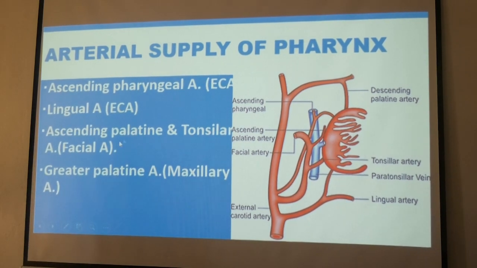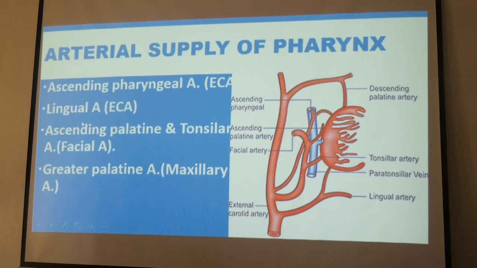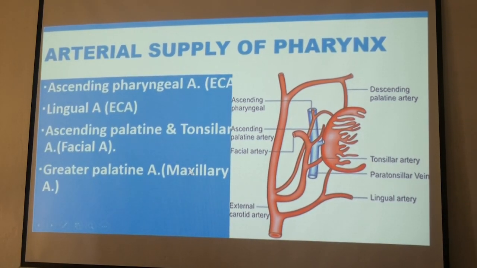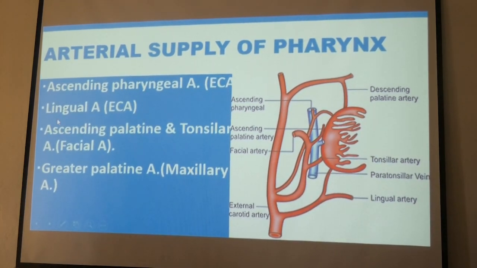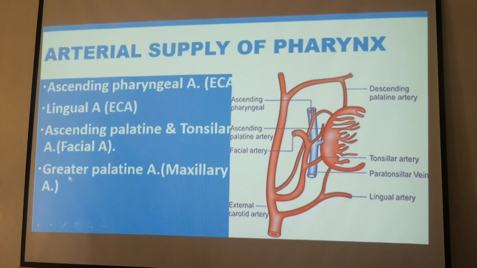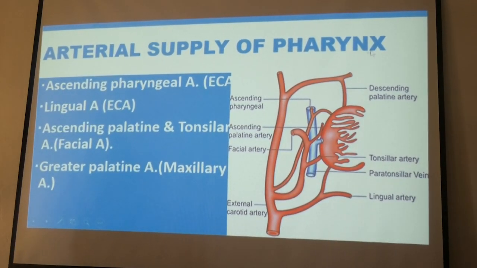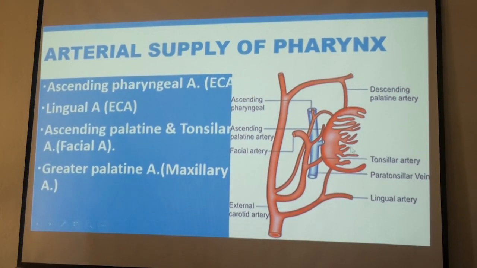Now, the blood supply, this thing we have already discussed, right? Ascending pharyngeal, lingual, ascending palatine, tonsillar, and greater palatine. Okay, we got two extra arteries: one is the lingual artery, and another one is the greater palatine. So they are forming one network. What is this? This is the tonsillar artery.